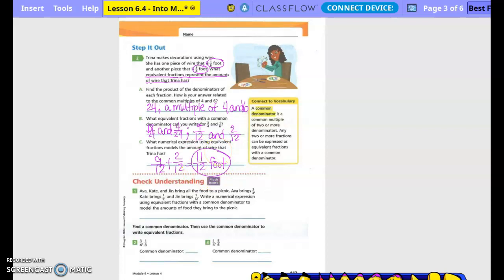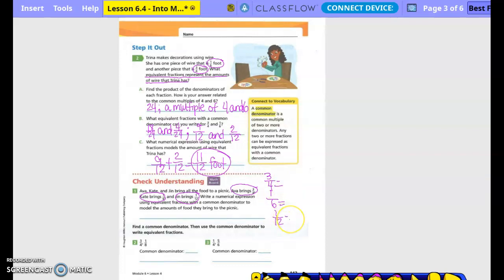Okay. All right. So check understanding. David, Kate, and Jen bring all the food to a picnic. David brings 3/4, Kate brings 1/6, and Jen brings 1/12. Write a numerical expression using equivalent fractions with a common denominator to model the amounts of food they bring to the picnic. Okay, so David 3/4, Kate 1/6, and Jen 1/12, right? And then they want common denominators, correct? Okay, so yeah, 3/4 equals something, 1/6 equals something, and 1/12.